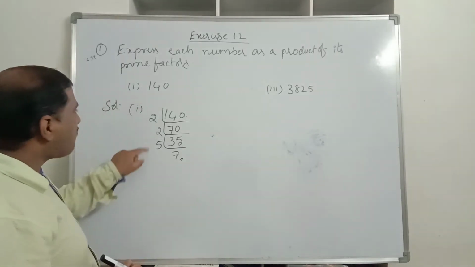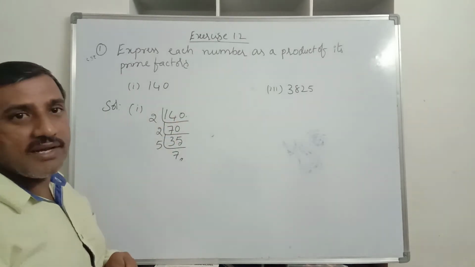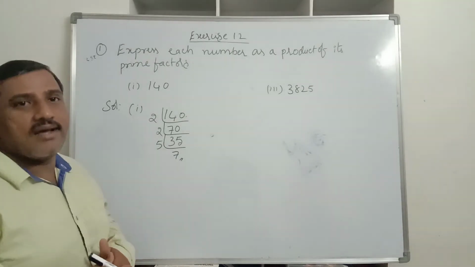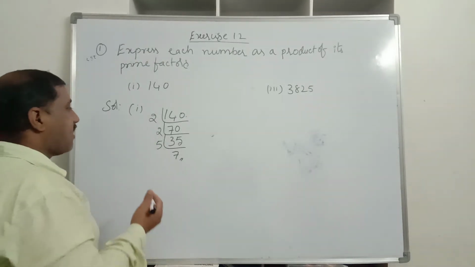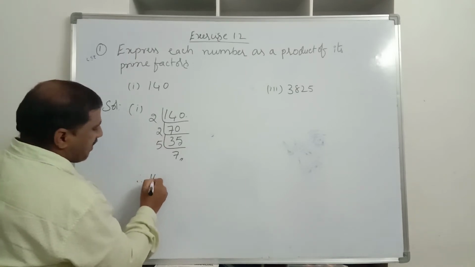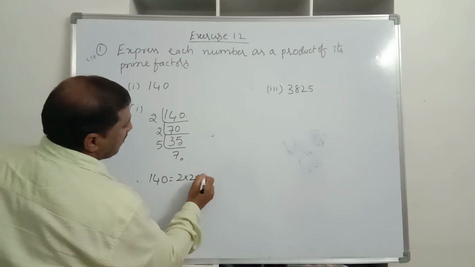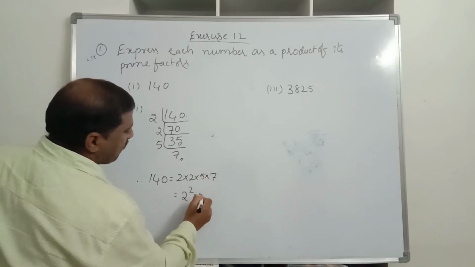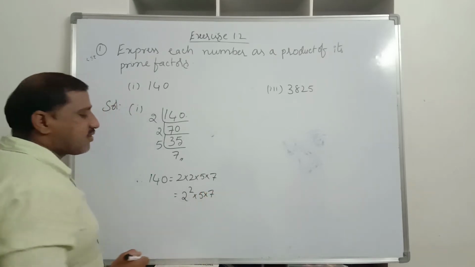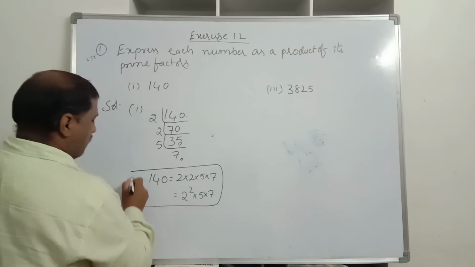I have started with 2. As in 140 there is 0 in the units place, you can also start with 5. It depends upon us. Therefore the prime factors of 140 are 2 into 2 into 5 into 7, that is equal to 2 square into 5 into 7. So this is the prime factorization of 140.